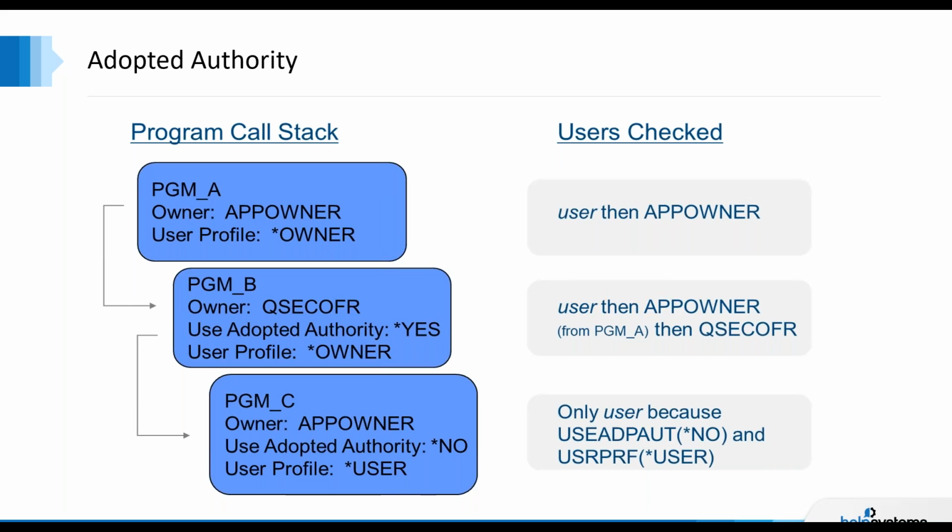There's then a third program called, in which case only the calling user's permissions are used for 2 reasons. Number 1, user profile says star user, which means the owner of this program isn't taken into effect. And the use adopted authority, which is the inheritance value, is also set to no, meaning it's going to forget about any adoption that was occurring in program A or B. Hopefully that helps paint a little bit of a clearer picture in how you can control these values and control them individually to get a lot of flexibility and control over your application environment and what permissions are included in the authority check.